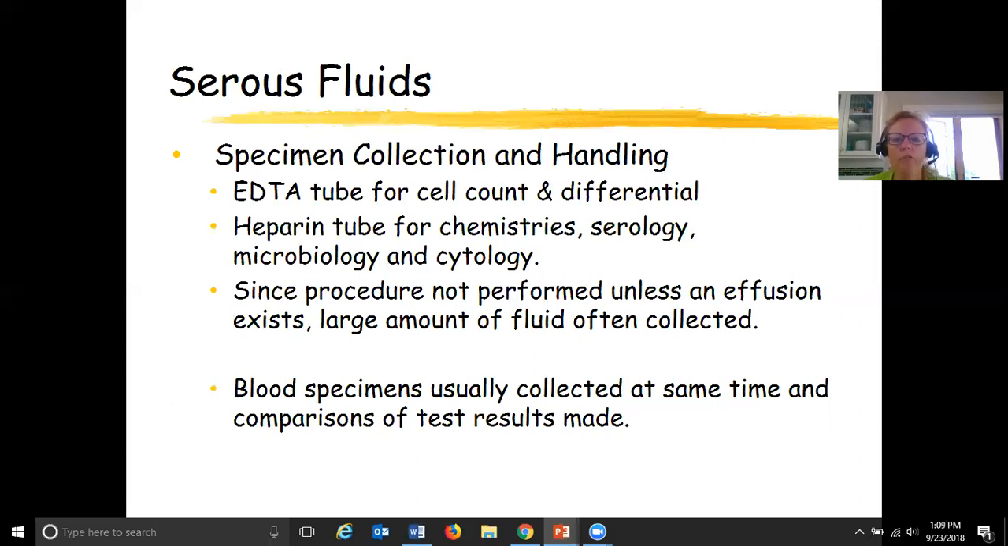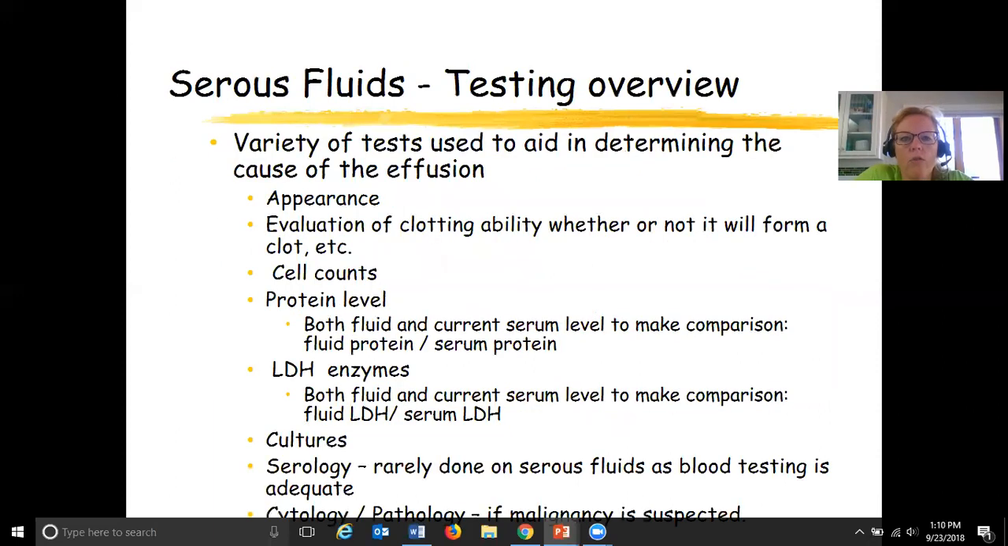So we also want to get a blood specimen at the same time so that we can compare results. People's lab tests can change from day to day, so we want to get the sample that's collected at the same time as the body fluid in order to compare the results and give the ratios to the doctor. So again, like the table, you can see the tests listed here. These are all done on almost every serous fluid that's collected. They very rarely do serology on these because they can do those off the blood testing, and they do cytology pathology if malignancy is suspected.